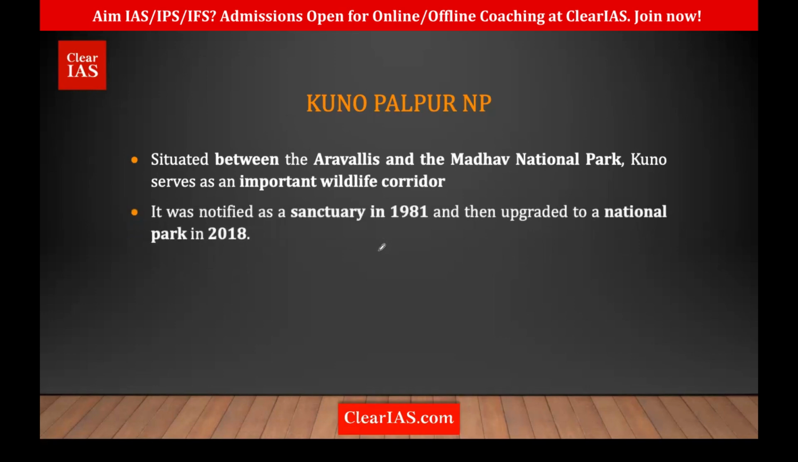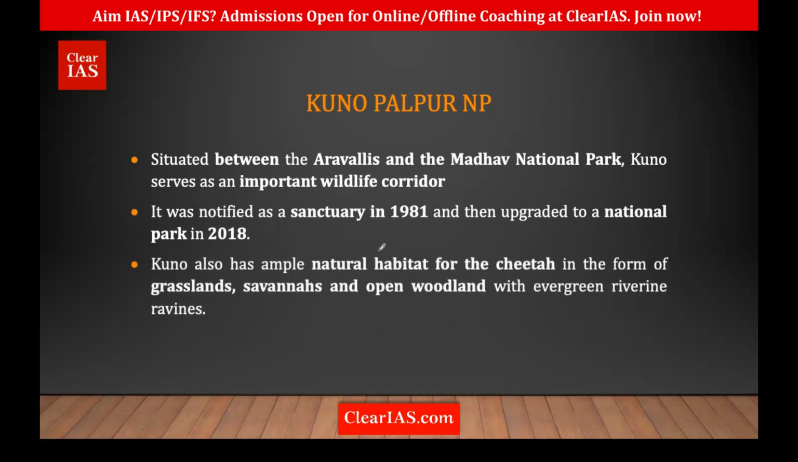Okay. And it was first notified as a sanctuary in 1981 and upgraded to a national park. Okay. And it is what? A natural habitat for cheetah. That means cheetah needs what? Large grasslands. It is one of the fastest animals on earth, right? So it needs open grasslands, open woodland, savanna. Okay, so African cheetahs are mainly situated in the African savanna.